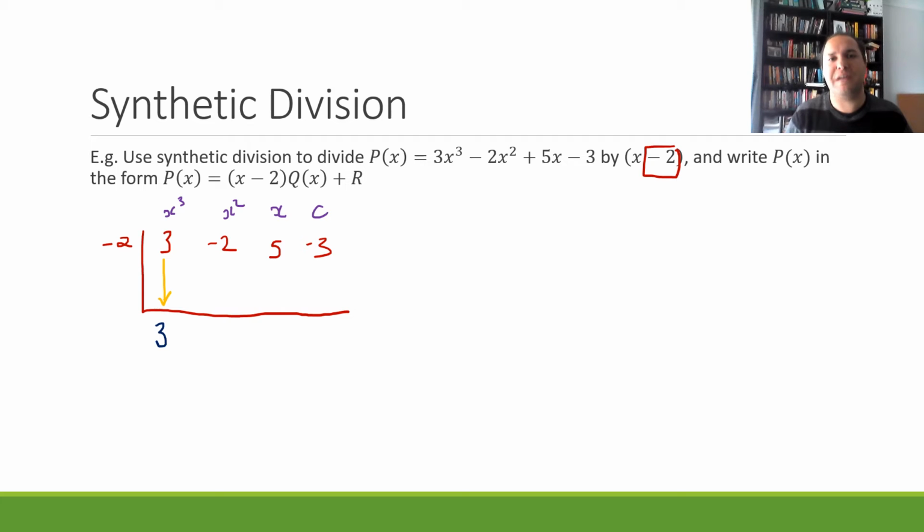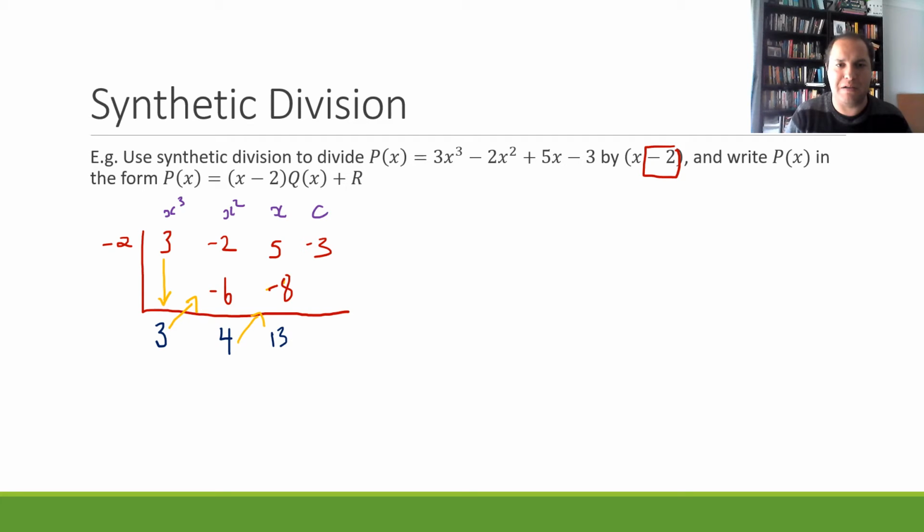And then from here, just like with long division, we're going to times 3 by 2 and put that value up here. So 3 times 2 gives us 6. And then just like with long division, we're going to subtract those two values. -2 subtract -6 gives us 4. And then we keep applying that same process. So 4 times 2 gives us 8. 5 subtract -8 gives us 13.